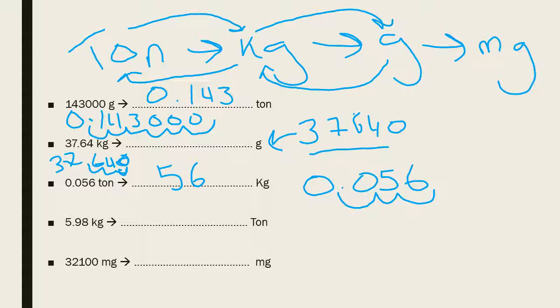5.98 kilograms into tons. How do we go from kilograms to tons? We divide by 1,000. So 5.98 kilograms. We have to divide by 1,000. So 1, 2, 3. Remember we put a point, 0.00598.